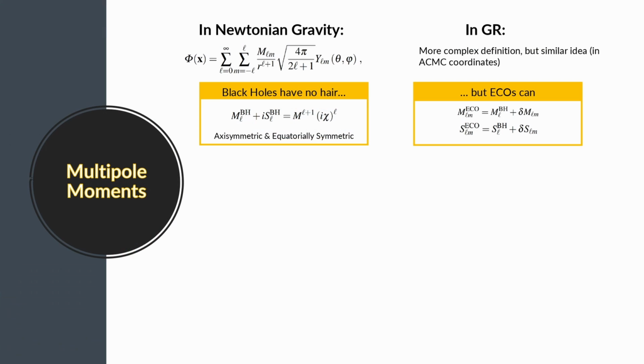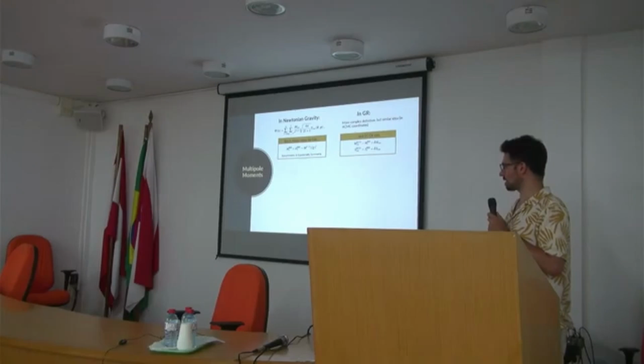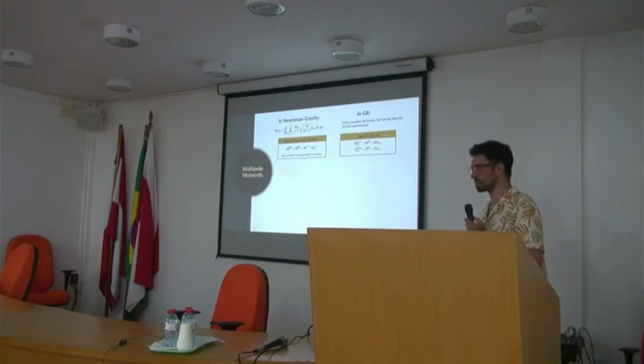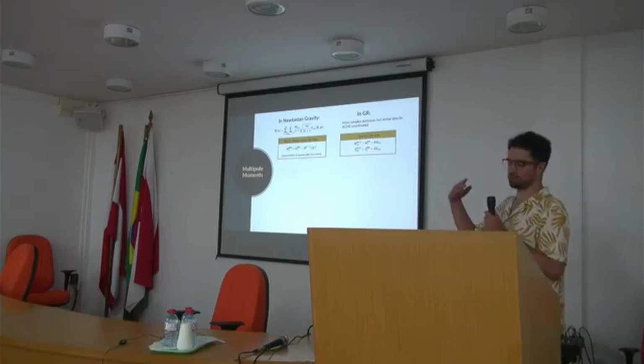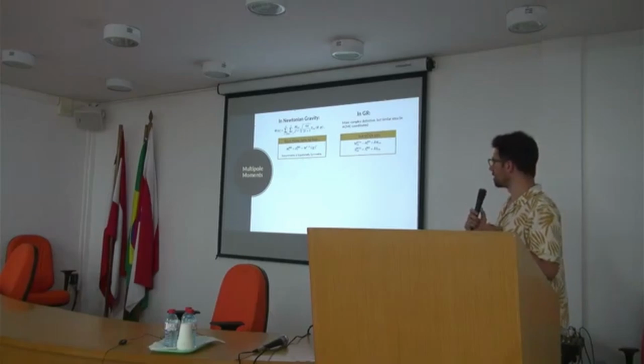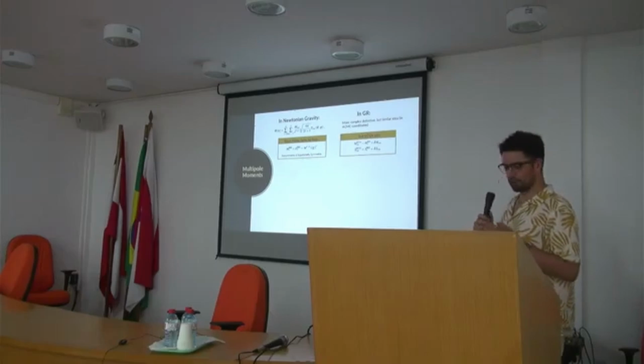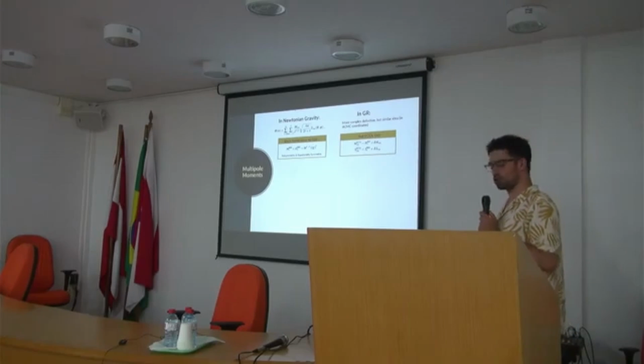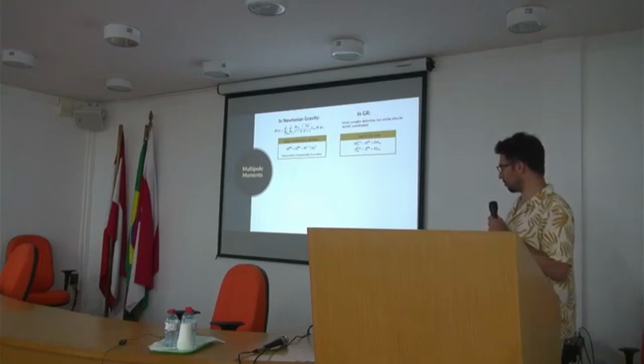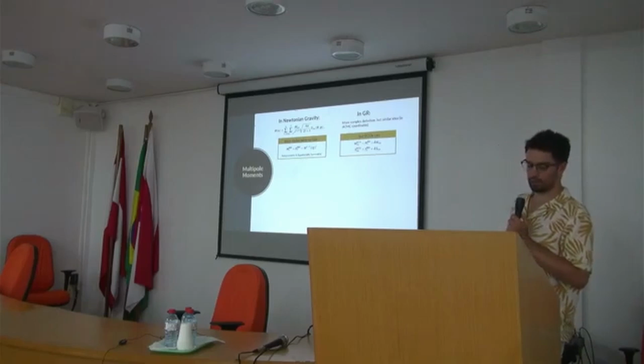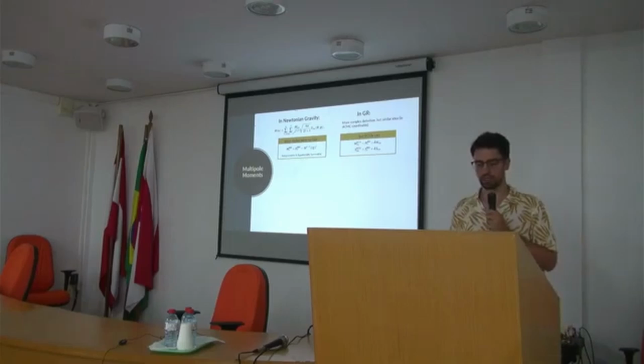But the key point is that black holes have this no-hair theorem, right? So basically, everything is given in terms of the mass and the angular momentum. Well, black holes in GR that are uncharged. And particularly, if you look at the multipolar structure, it has this very elegant form that is written on the left, which implies that the black holes are axisymmetric and equatorially symmetric.